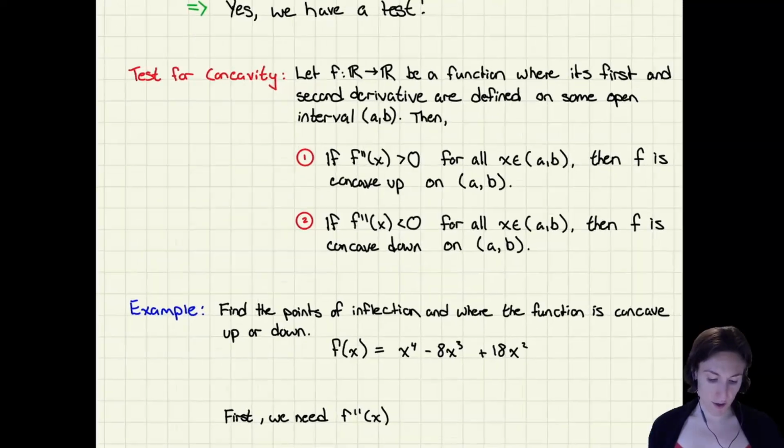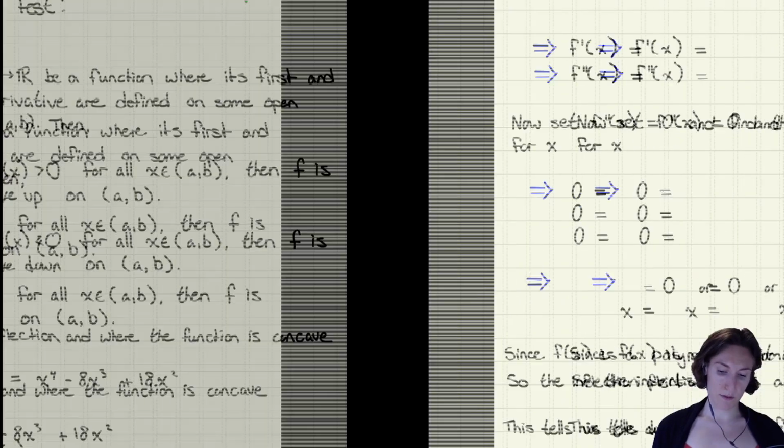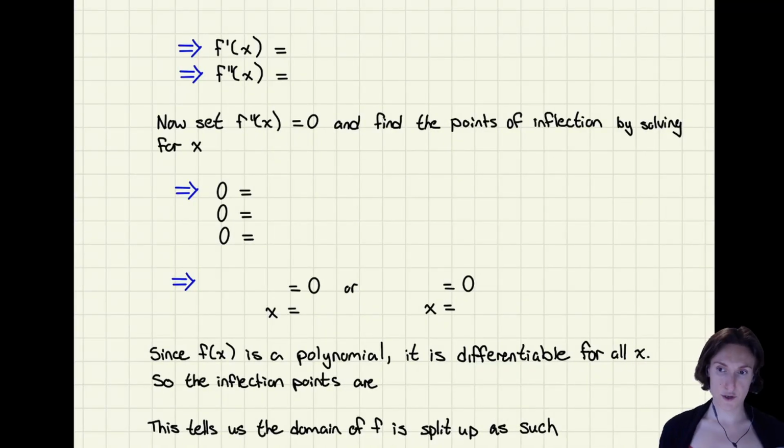Okay, so let's just jump in and do an example of this. Let's say we have this function. We want to find the points of inflection and where the function is concave up or concave down. So what do we need? We need our second derivative. So let's differentiate for the first time.